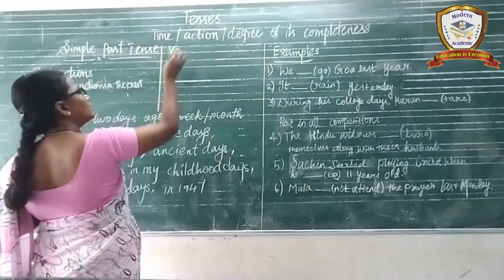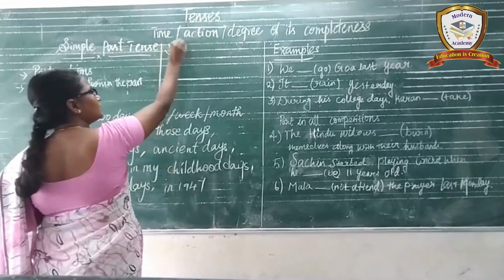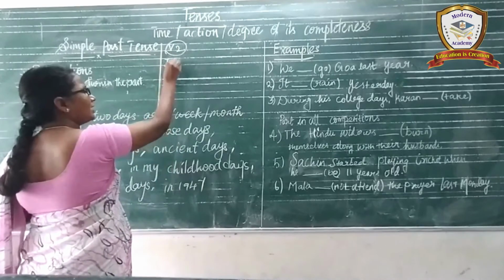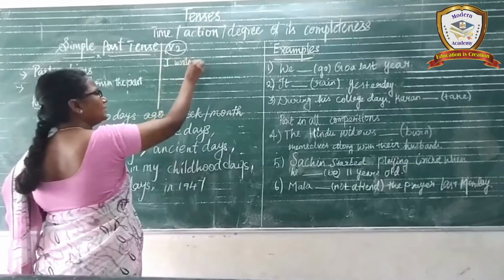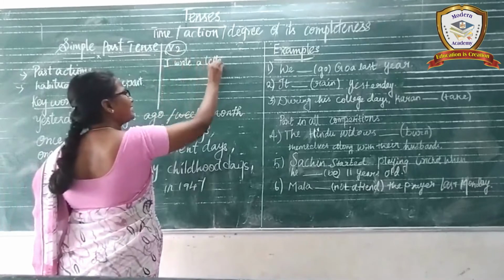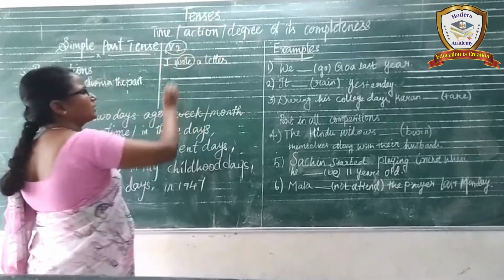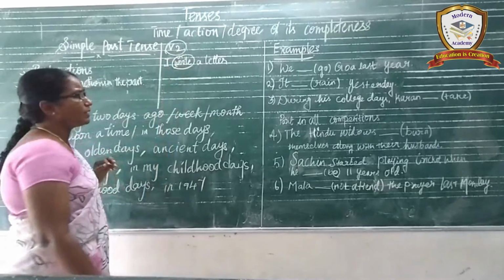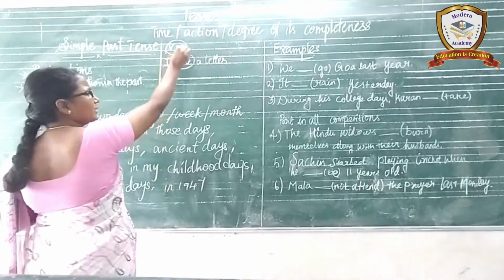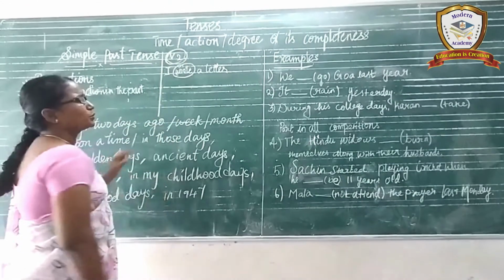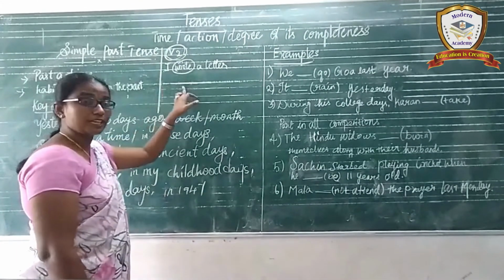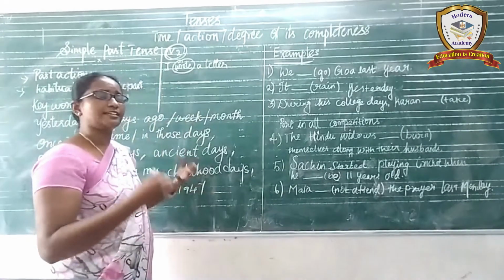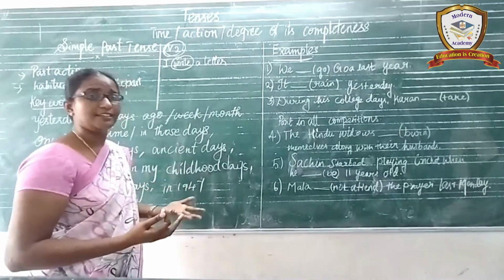V2. Understand? V2. How to write the past tense verb? V2. For example, I wrote a letter. Write, past form: wrote. Understand? Type the past form, wrote. How to write a simple past tense verb? V2. I wrote a letter. We wrote a letter. You wrote a letter. He wrote a letter. She wrote a letter. They wrote a letter. Understand?